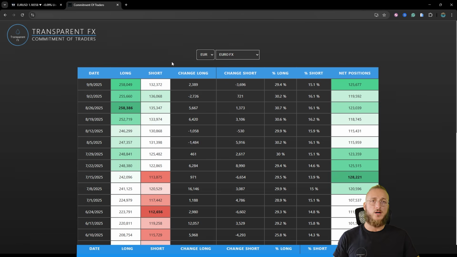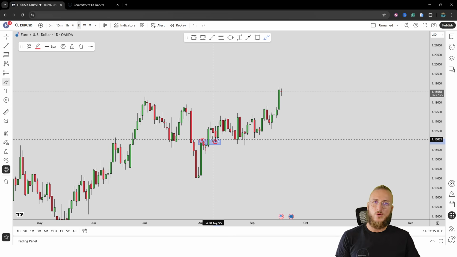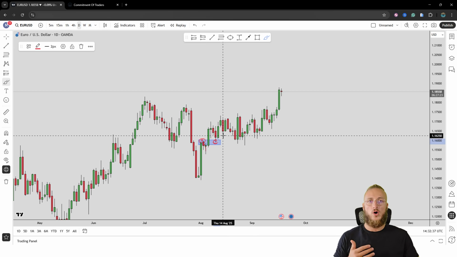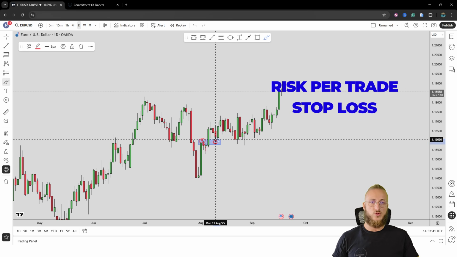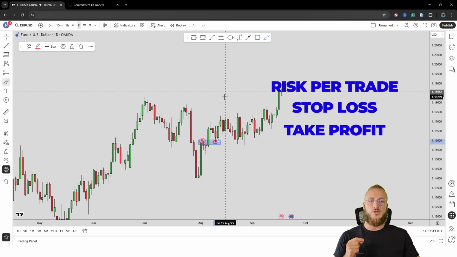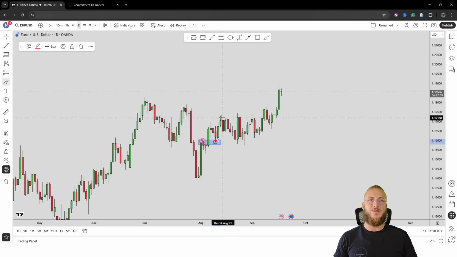Maybe you are combining that with some order flow analysis, but you really don't have a clear set of rules on how much you're risking per trade. Where does your stop loss go? Where does your take profit go? Because if you really had a clear set of rules, those rules could be coded. They could be coded into an EA.